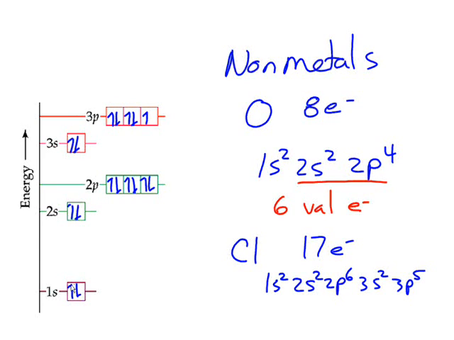Again, looking at the outermost electrons, 3 is the highest principal energy level, so we would count both the 3s and the 3p's. Those all count as valence electrons. So we have 7 valence electrons for chlorine. You can see that nonmetals tend to have more valence electrons. In order to fill up their outer shell of electrons, they're going to tend to gain electrons, which means they would have more negative charge than positive charge, and they would form a negative ion, which we refer to as an anion.